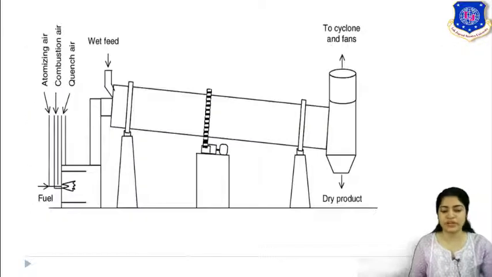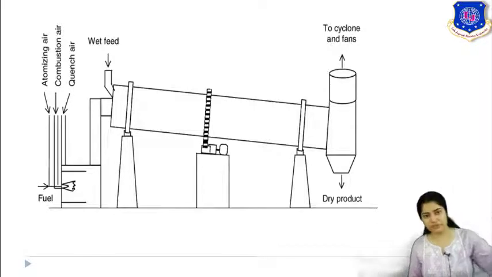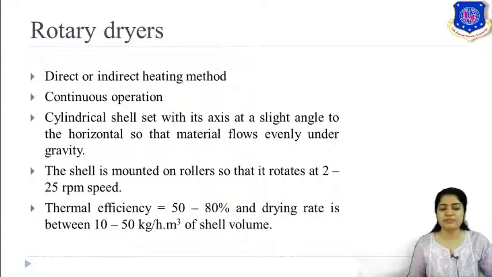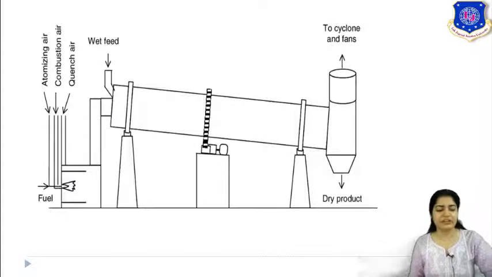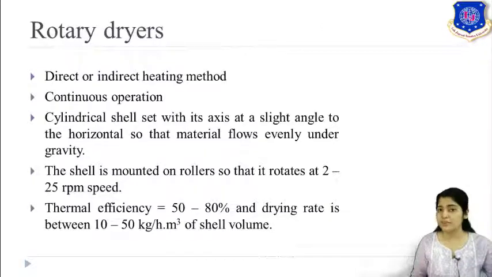So, here from the figure you can see that the axis is slanted up. So, when you are feeding your wet feed from your entrance point, it can easily flow throughout its length because of gravity, right? Now, the shell is mounted on rollers so that it rotates at 2 to 25 RPM. Those are the rollers on which you are mounting your shell. The thermal efficiency is about 50 to 80% and your drying rate is between 10 to 50 kg per hour per meter cube of your shell volume.